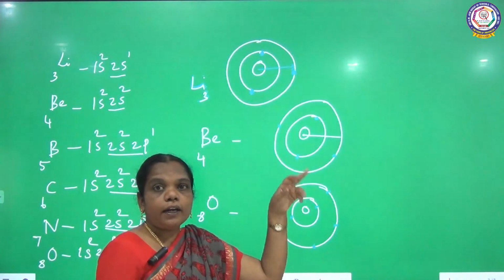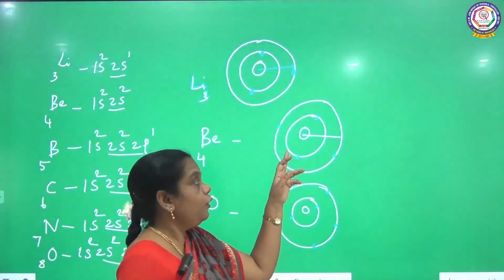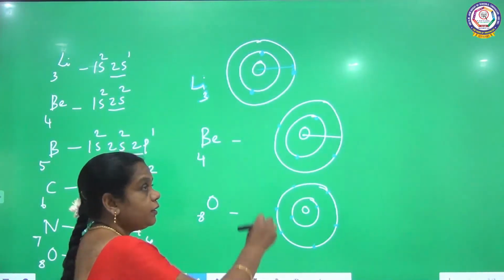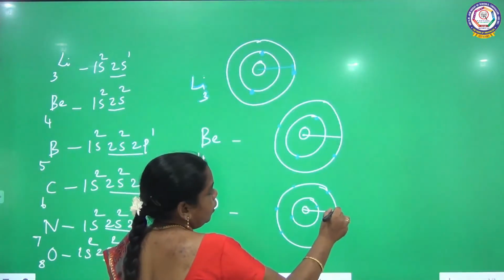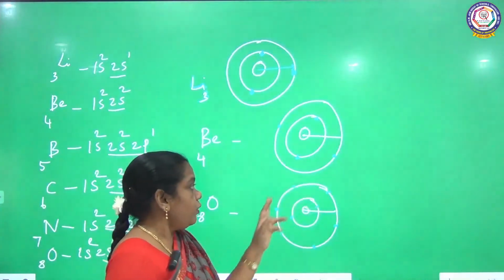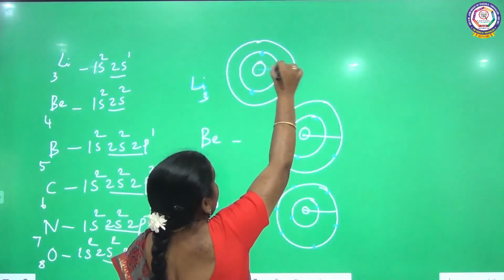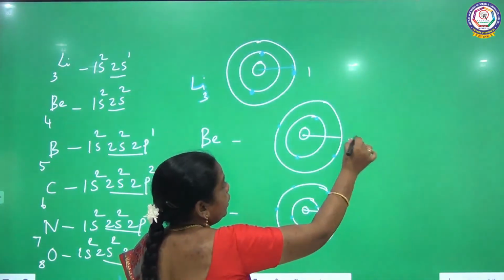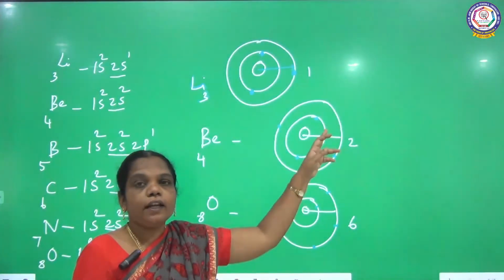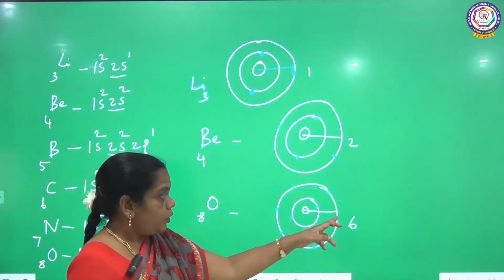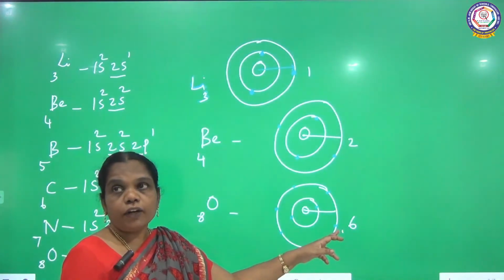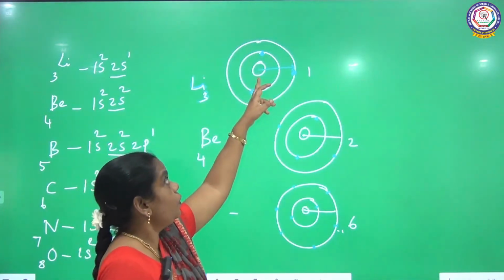So there is the attraction between the positively charged proton and the negatively charged electron. All the atoms enter into the same energy level, but the number of electrons is increasing. Here the valence shell contains only 1 electron, here 2 electrons, and here 6 electrons. So when comparing the force of attraction between the electron and the nucleus, the force is greater here where the number of electrons is more, compared to 1.